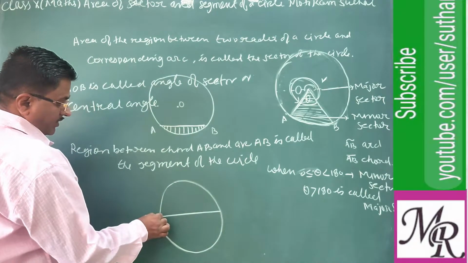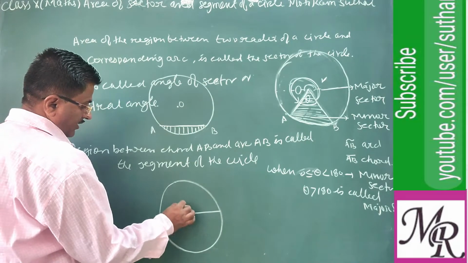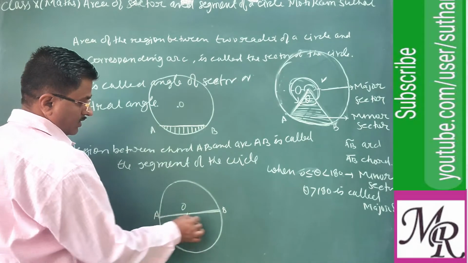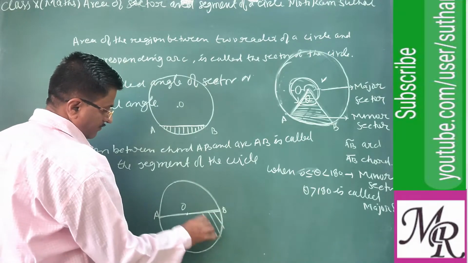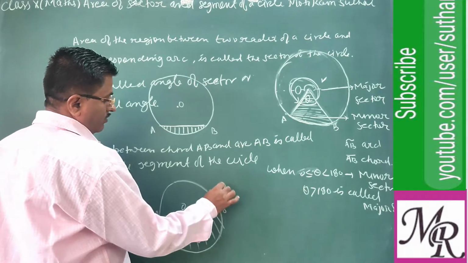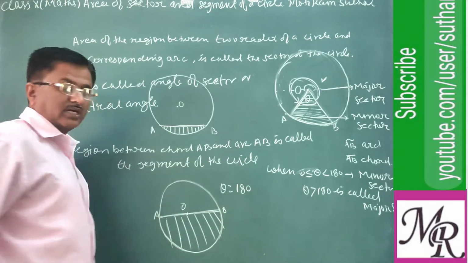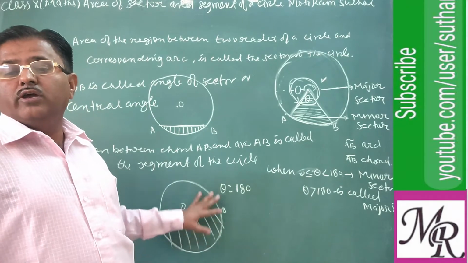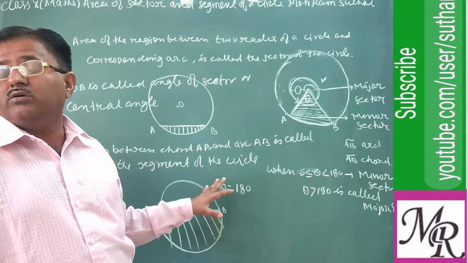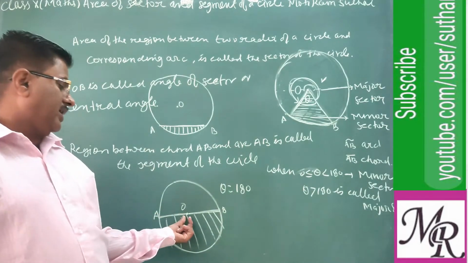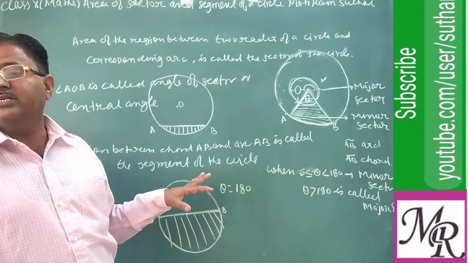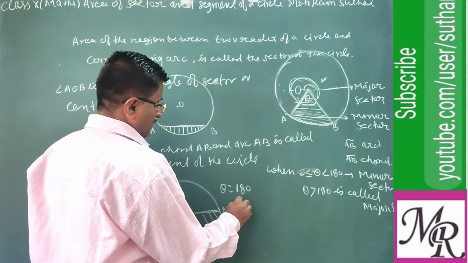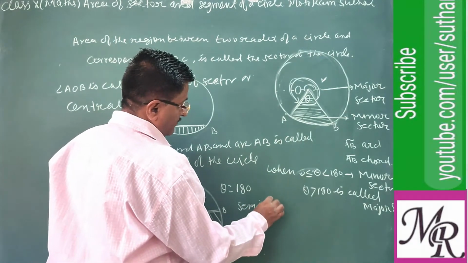Now, very important: suppose this angle is equal to 180, and our radii are OA and OB. This is also a sector, where theta equals 180 degrees, or the central angle is 180 degrees. So you can say the circle is divided into two equal parts. Each has the same central angle. That's why they are also called a semicircle. This sector is now converted into a semicircle.